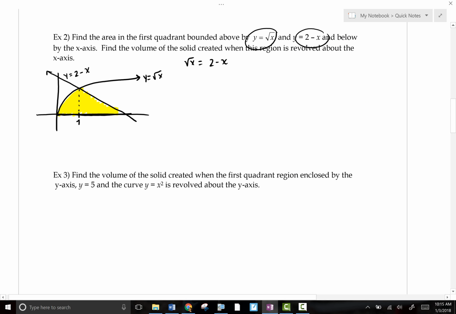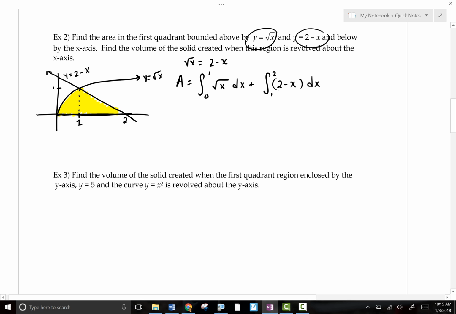So there's 1. And then this will cross the x-axis at 2. Obviously, this is not drawn to scale. So my area is going to be the integral from 0 to 1 of the square root of x dx plus the integral from 1 to 2 of 2 minus x dx.